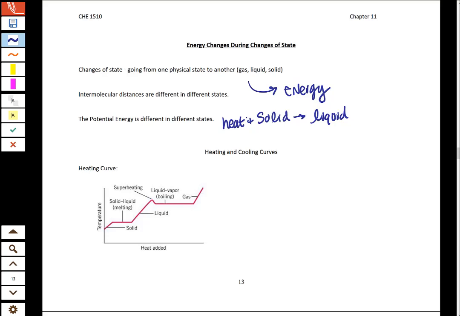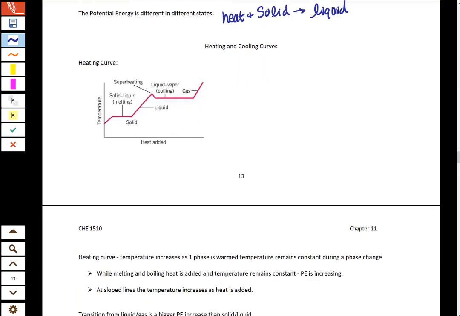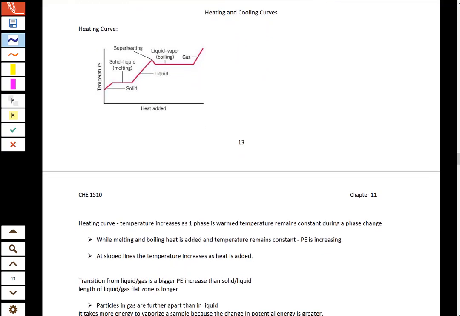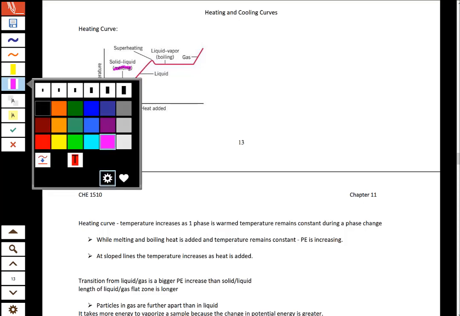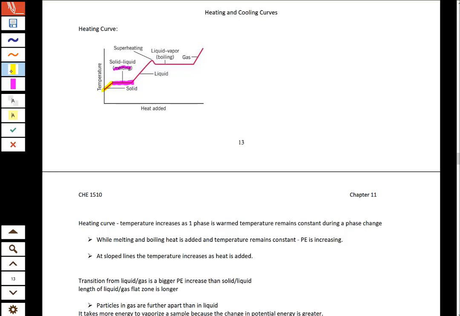And so we're going to see two types of curves tonight. We're going to see heating curves and we're going to see cooling curves. So in this heating curve, what we're seeing is we start here in this sloped part of this graph. And what this is saying is that the temperature is changing. Because once we get to this point where the slope is 0, we're seeing all of the energy go into that melting process.